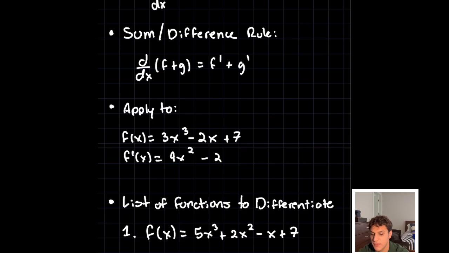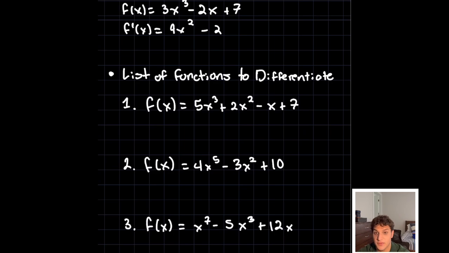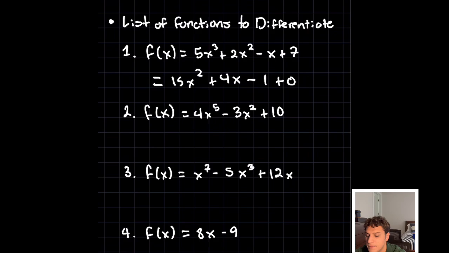Over here, I have a list of functions to differentiate. The first one is the function 5x cubed plus 2x squared minus x plus 7. So the answer would be 15x squared plus 4x minus 1 plus 0. Why is 7 0? Because it's a constant. Then our second problem is the function 4x to the fifth minus 3x squared plus 10. That would be 20x to the fourth minus 6x plus 0. Once again, 10 is a constant.